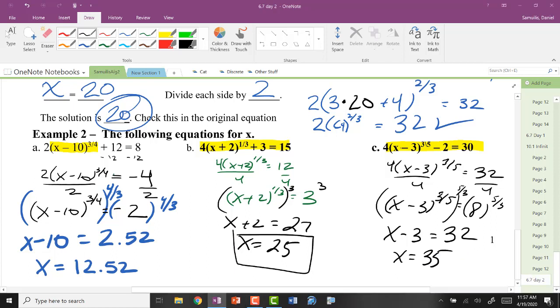Check your answer, plug 35 back in, and it does check out again. So that one is also a solution.